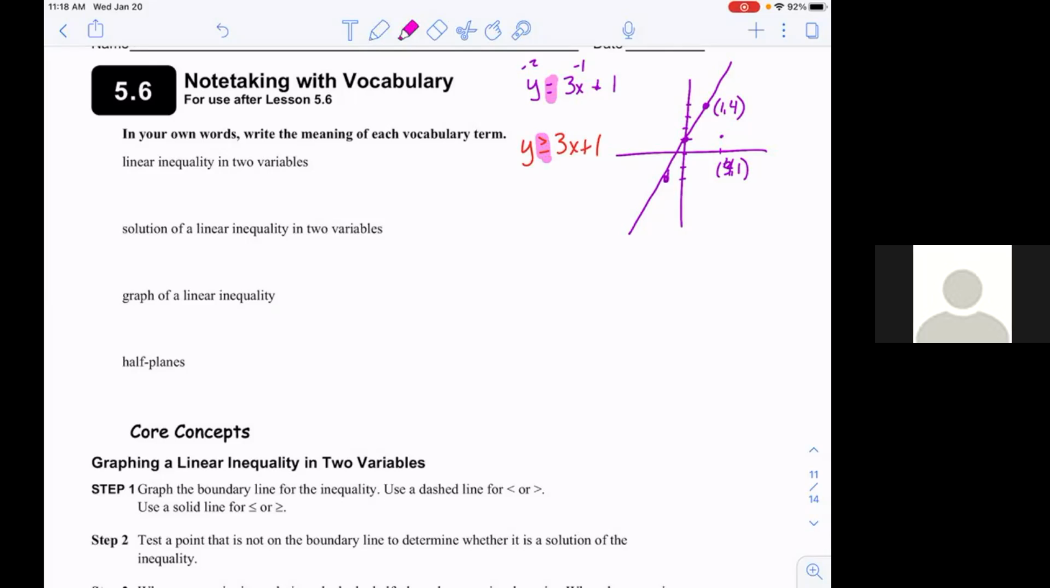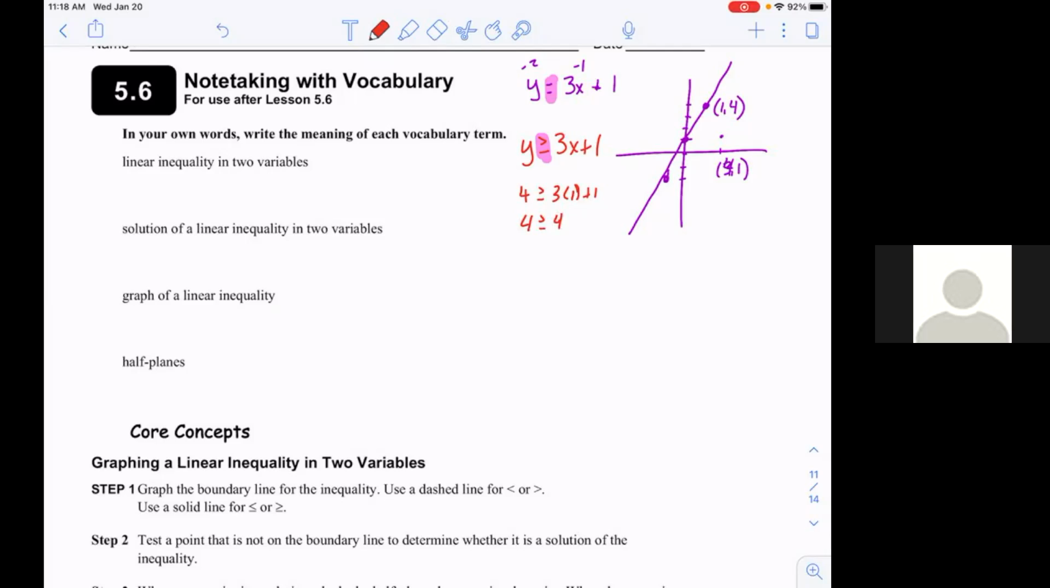Now, how do things change? Let's go back and take this point here, the point 1, 4. Let's put that in here. 4 is y, x is 1. 4 is greater than or equal to 3 times 1 plus 1. What do we end up with? 4 is greater than or equal to 4. Is that true? Yes, it is true. Why is it true? Because we got that equal sign underneath. So 4 equals 4. So that is true.